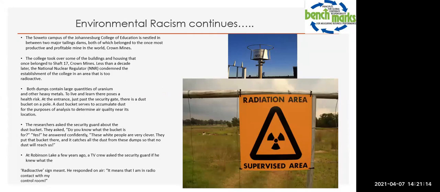next to the school, next to what you call FNB. I forgot the name of the school. We went there. It is a college, it's called Southwest Johannesburg. Okay, the Southwest Johannesburg College. It's right next to Shaft 17 in Johannesburg. And this is one of the most highly radioactive areas.